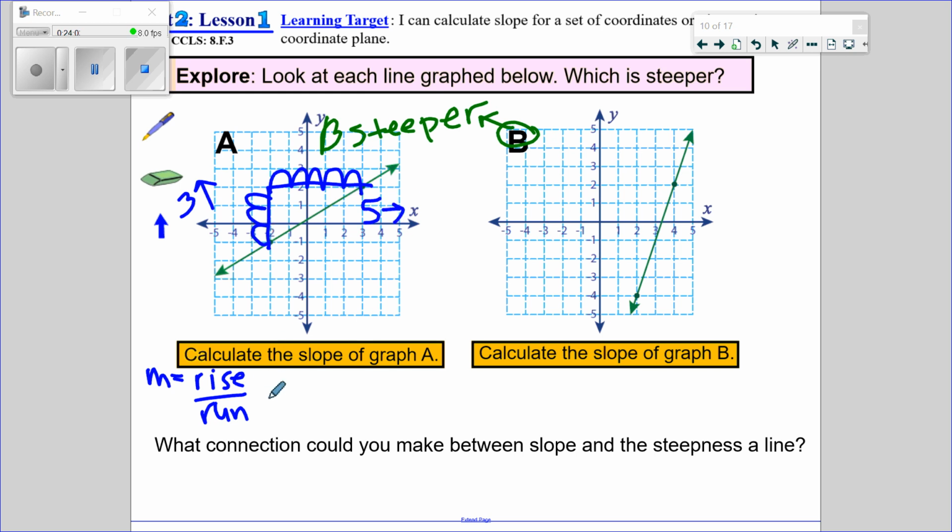So your rise means up or down. I went up 3. My run means left to right. I went 5 to the right. Let's try this next one. Let's see B.